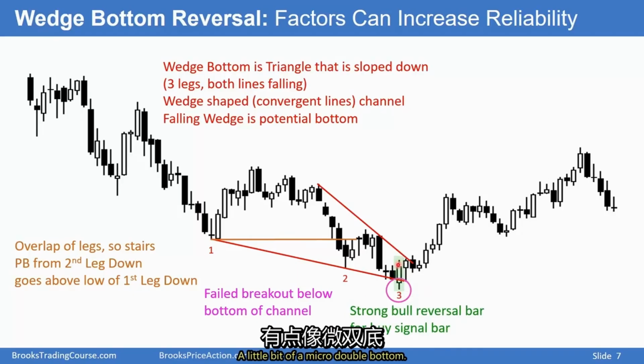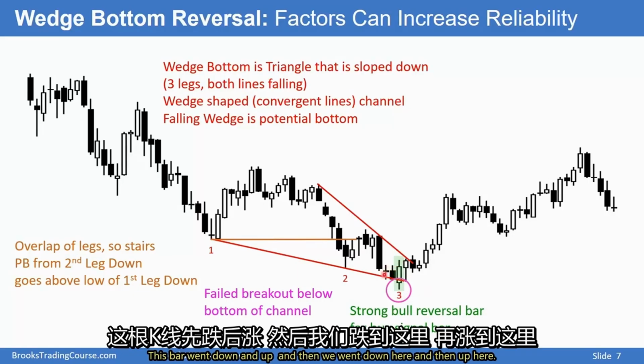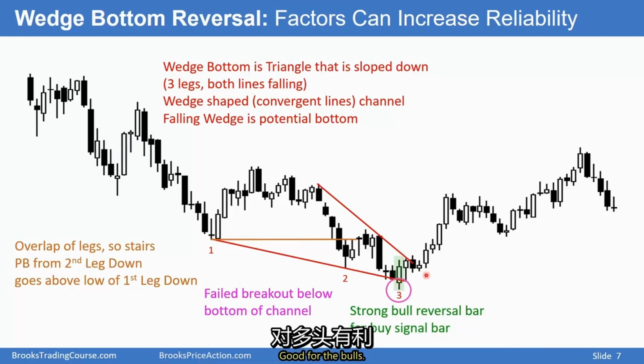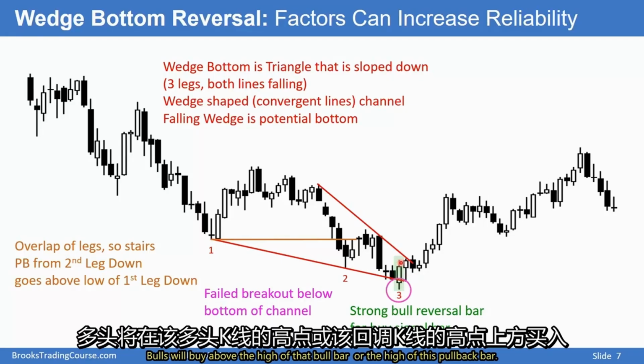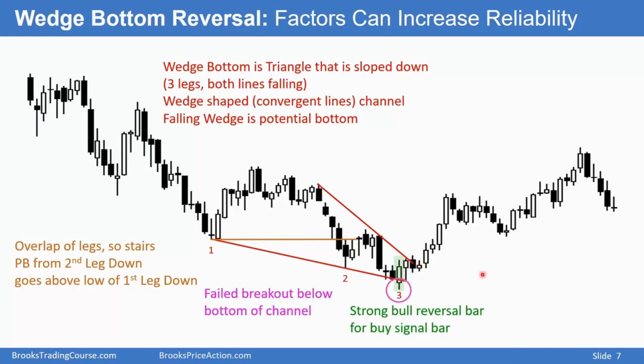Strong reversal bar. A little bit of a micro double bottom. This bar went down and up. And then we went down here and then up here. Good for the bulls. Bulls will buy above the high of that bull bar or the high of this pullback bar.